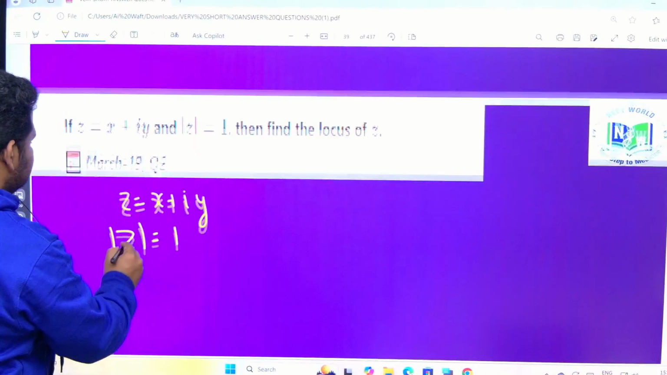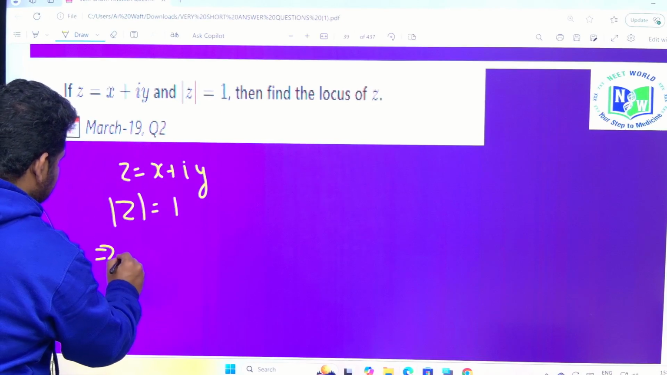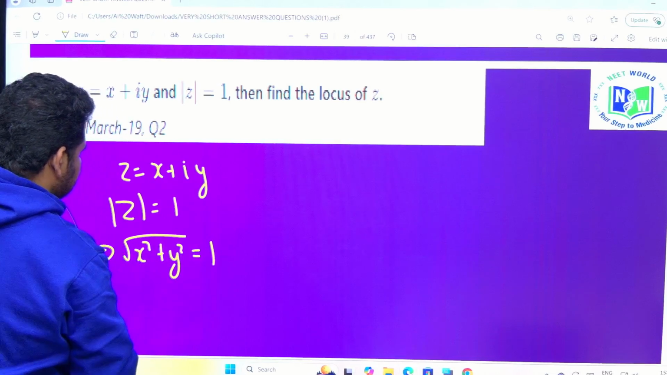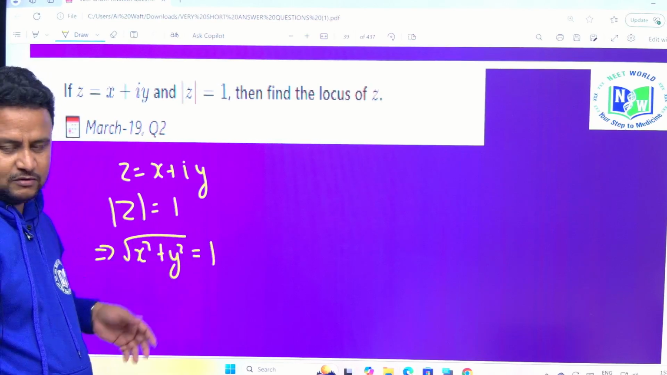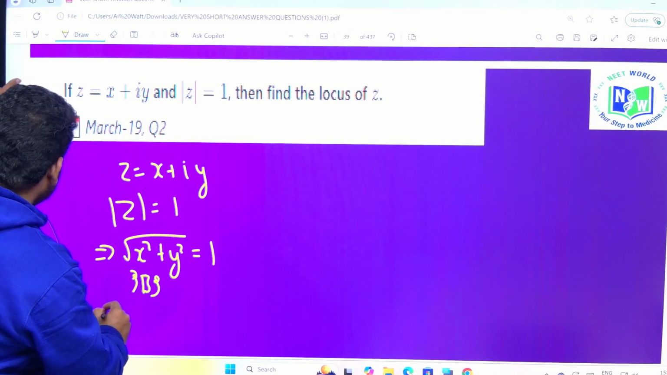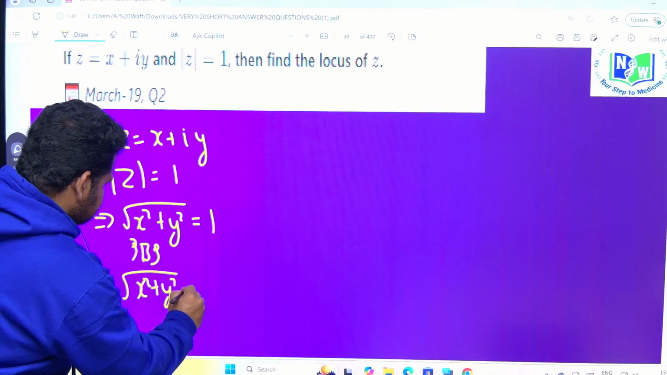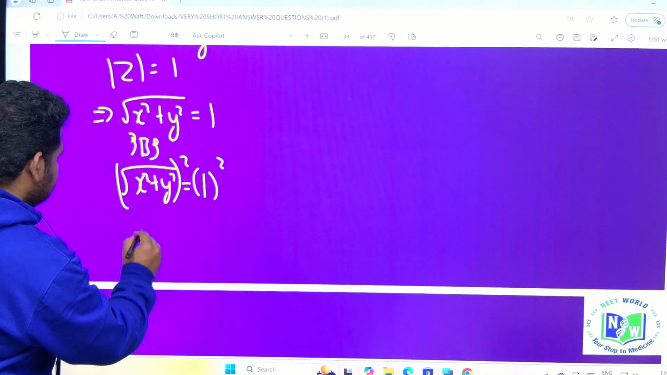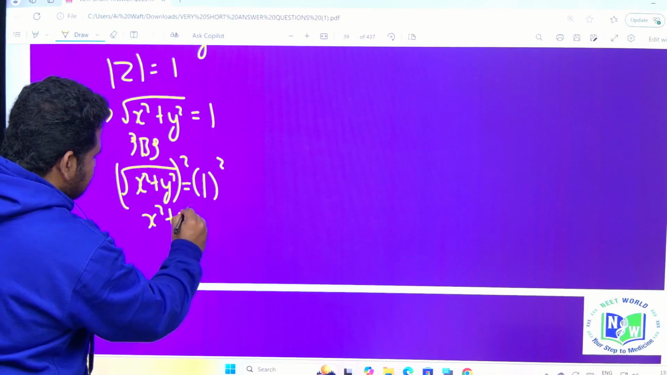So, this means modulus of z is equal to root of x square plus y square is equal to 1. Okay. Root of x square plus y square is equal to 1. Suppose I do square on both sides, what will this become? Root of x square plus y square whole square is equal to 1 square. So, this will become x square plus y square is equal to 1 square, which is 1.